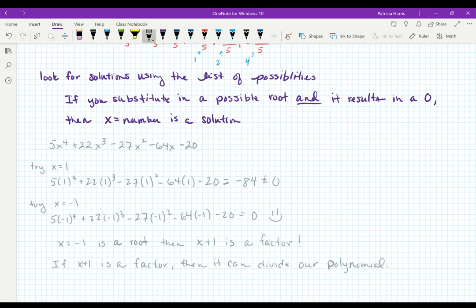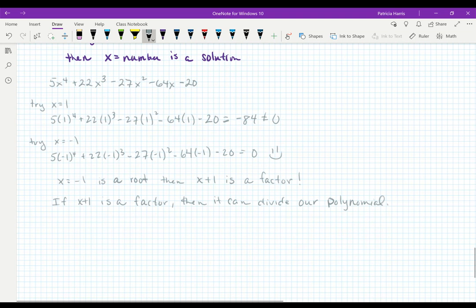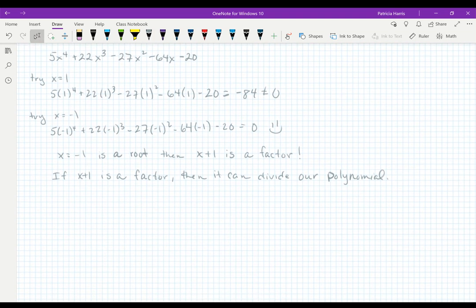All right. So we're going to go back to our synthetic division. If you watched the videos from yesterday, we did a couple of synthetic division problems. So let's set this up. We are going to divide 5x to the fourth plus 22x to the third minus 27x squared minus 64x minus 20 by x plus 1. So now we're going to use synthetic.